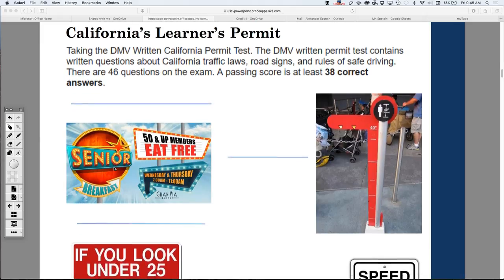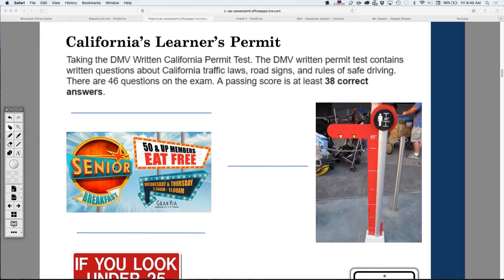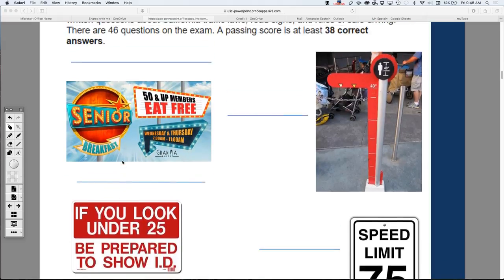Okay, taking the DMV written California permit test. The DMV written permit test contains written questions about California traffic laws, road signs, and rules of safe driving. There are 46 questions on the exam. A passing score is at least 38 correct answers. So we have all of these.